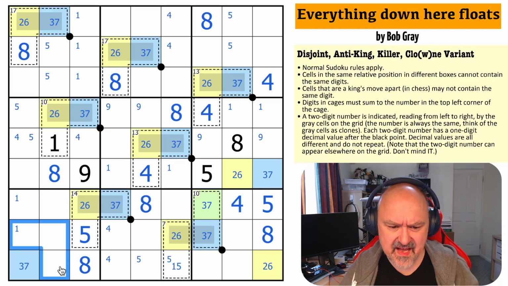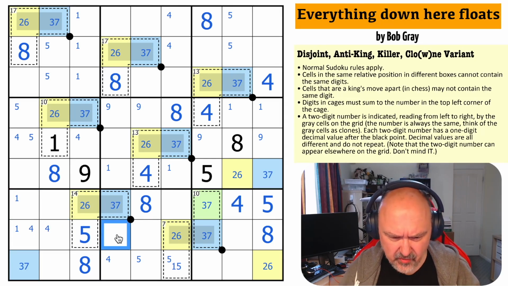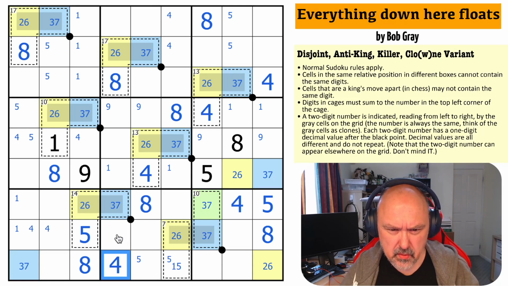No, it doesn't, because that can't be a four. These can't be four, that can't be four, that can't be four, and that's disjoint. So four is in here, which means that's not the four, and that's the four. So the positions for fours now.